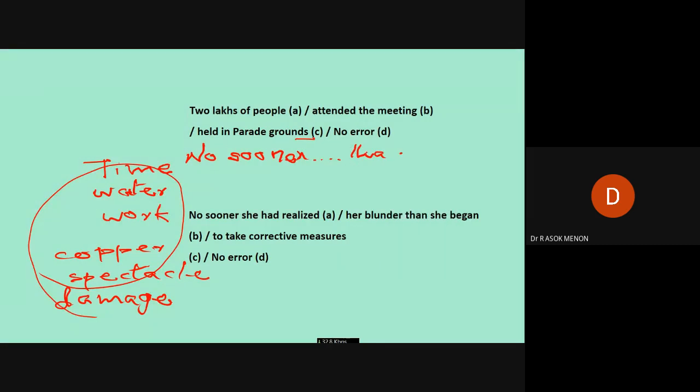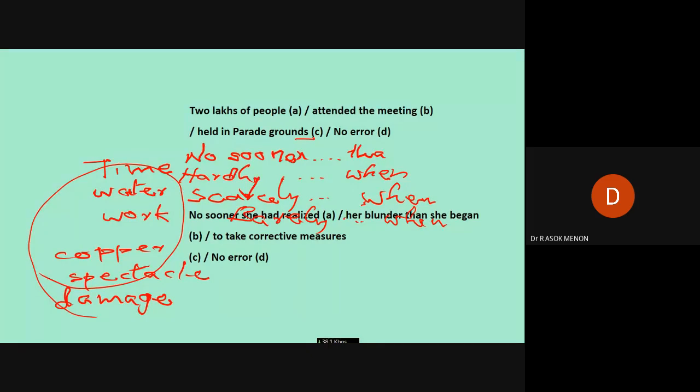No sooner is always followed by than. Then, hardly is followed by when. Then scarcely, when. Similarly, barely. These are conjunctions.